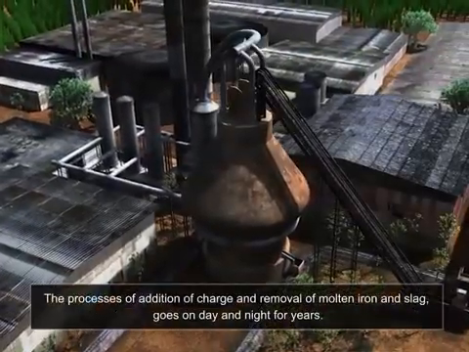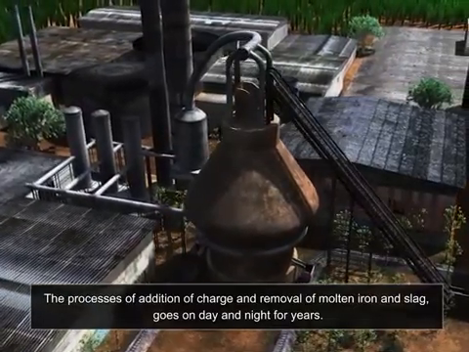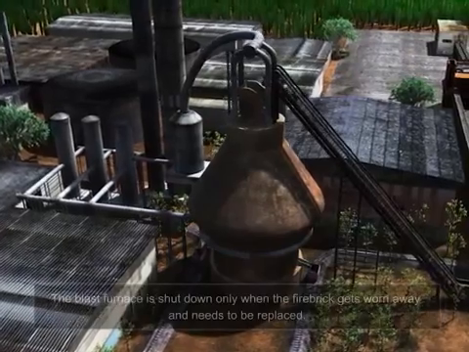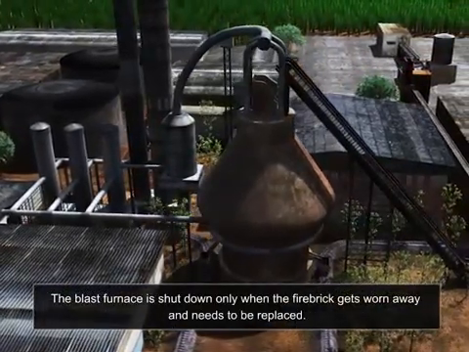The processes of addition of charge and removal of molten iron and slag goes on day and night for years. The blast furnace is shut down only when the fire brick gets worn away and needs to be replaced.